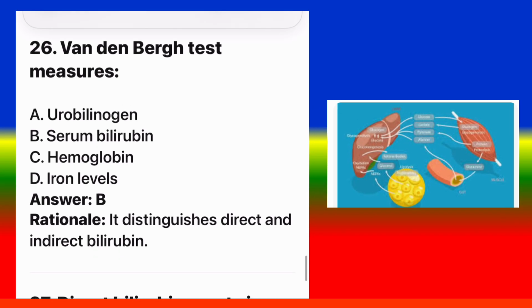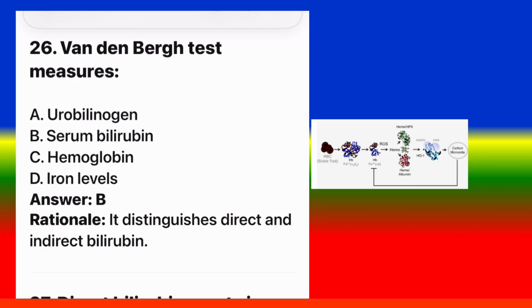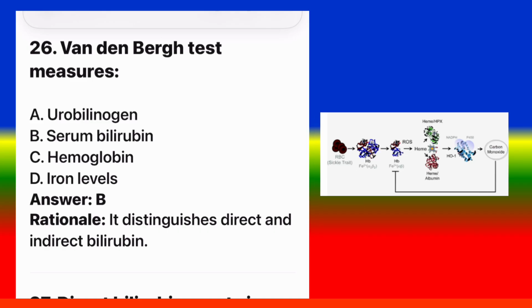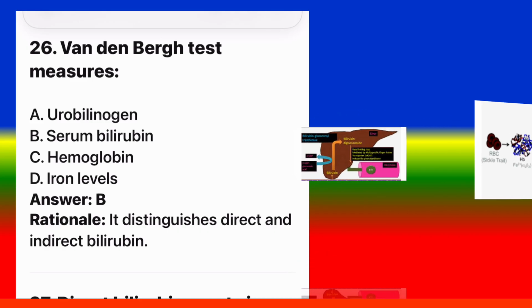26. Van den Bergh test measures A. Urobilinogen, B. Serum bilirubin, C. Hemoglobin, D. Iron levels. Answer B. Rationale: it distinguishes direct and indirect bilirubin.